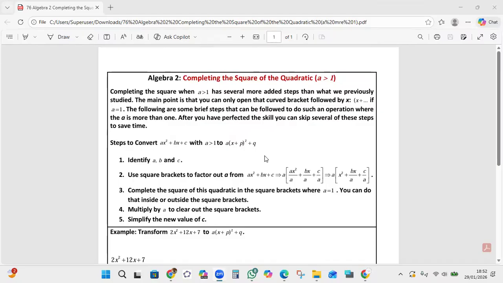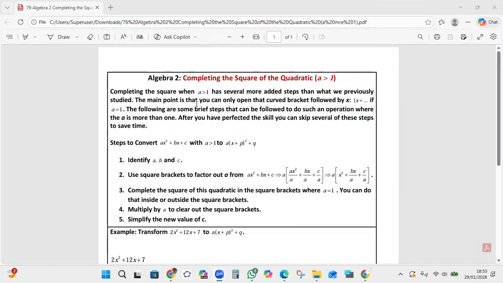In this recording, we are going to explain completing the square of a quadratic where the value of a is greater than 1. We all know the value of a is the coefficient of x squared, right? Now, it says completing the square when a is greater than 1 has several more added steps than what we previously studied.